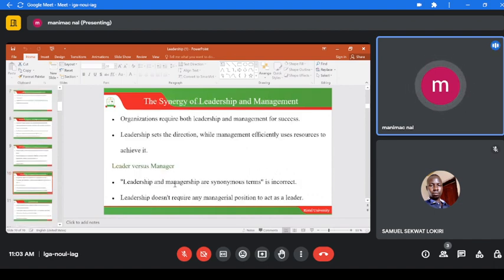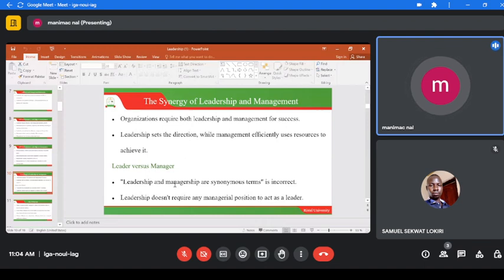Furthermore, how can we synergize leadership and management? We can synergize the two because we say they are both important. If we want an organization to be successful, it requires both leadership and management. Leadership sets direction and motivation of employees, and it also influences individuals or a group of people. However, management relies so much on efficient use of resources.